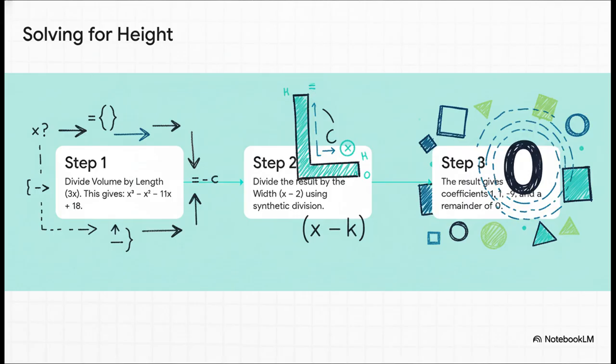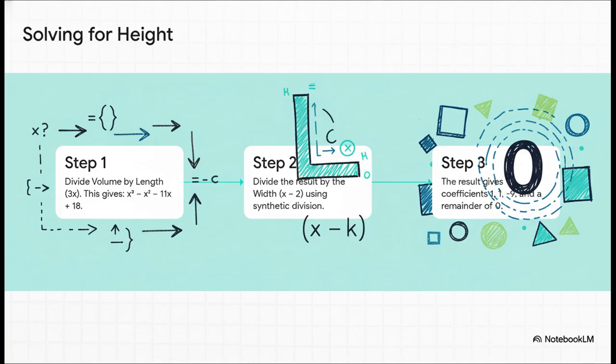Okay, now for step 2. We take that new polynomial and divide it by the width, x minus 2. And hey, look at that divisor. It's in the perfect form for a shortcut. So let's use synthetic division. We put 2 in the little box and write down our coefficients, 1, -1, -11, and 18.